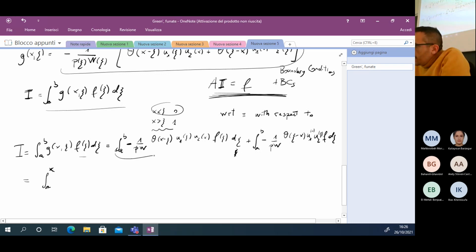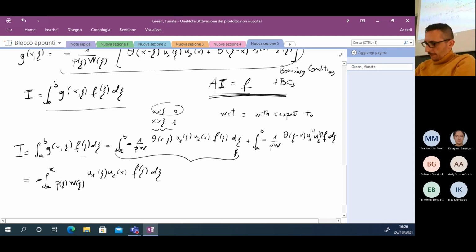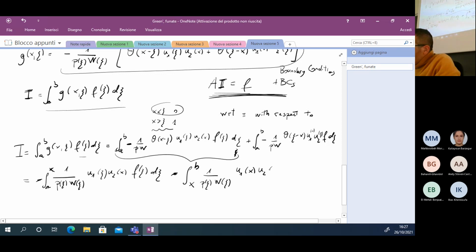Such that I can write this object as minus the integral between a and x of 1 over p of c, w of c, u1 of c, u2 of x, f of c, dc. And the other one will be, well, there is a minus sign also here, the integral between x and b of 1 over p of c, w of c, u1 of x, u2 of c, f of c, dc.